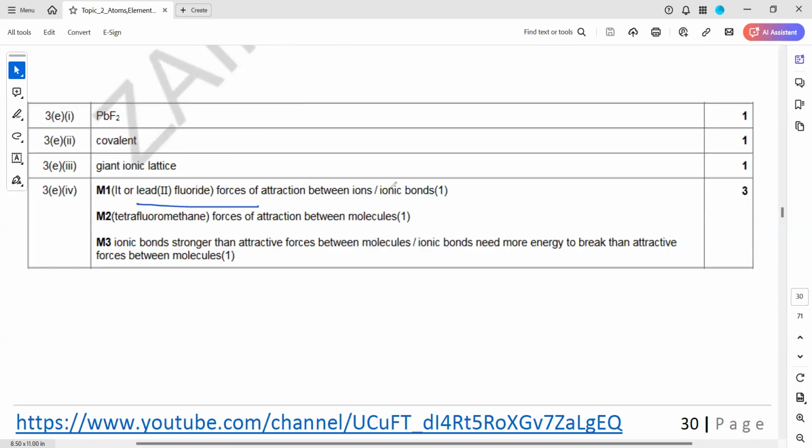In lead(II) fluoride, there are strong forces between the ions, or ionic bonds, as compared to tetrafluoromethane, which has a weak intermolecular force. Ionic bonds have a stronger strength as compared to the force between molecules. Molecules have weak force, ionic compounds have strong force.